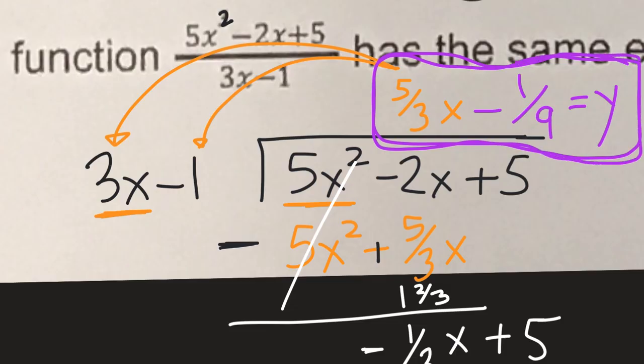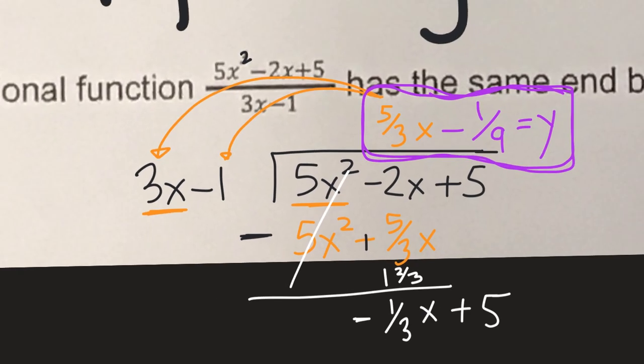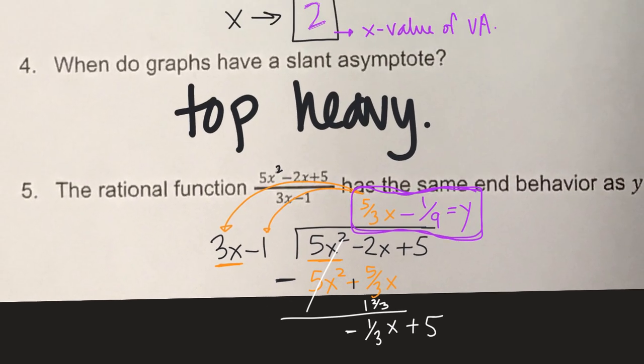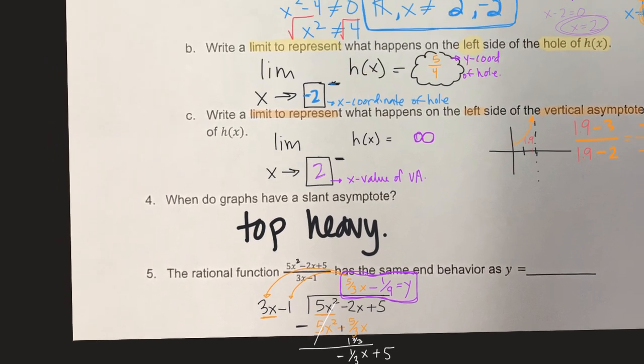Tomorrow to find the slant asymptote, you're going to have much nicer numbers. They're going to be whole numbers. They won't be tricky fractions. But just know that a slant asymptote is going to come from a top-heavy function. Do great, make your card, and know how to write a limit statement.